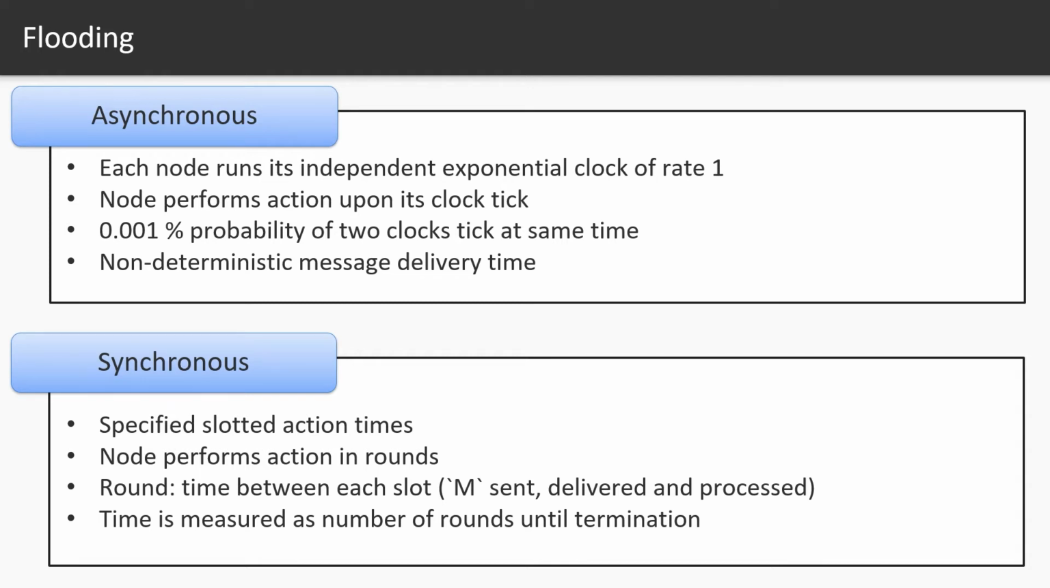So in asynchronous, each node runs its independent exponential clock of rate 1. Nodes perform actions upon their clock tick. There is a 0.001% probability of two clocks ticking at the same time. There is a non-deterministic message delivery time. I will be explaining this in the next slide, so bear with me.